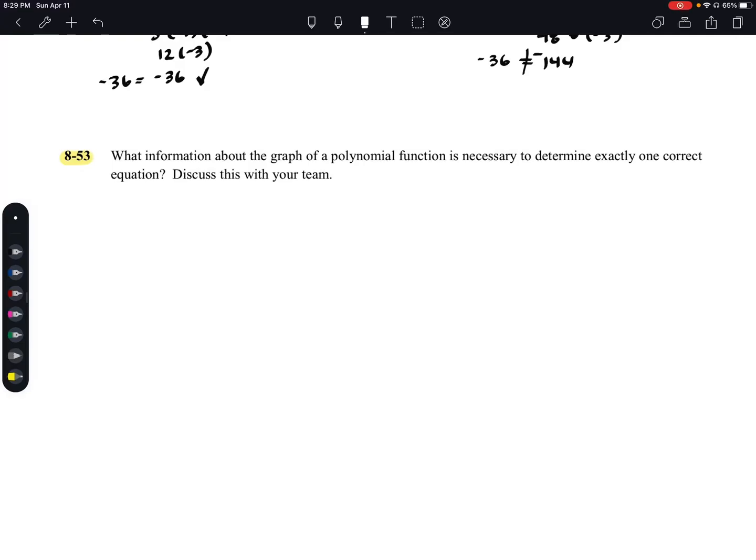All right, problem 8-53. This is the last part of the classwork for H8-3. It reads, what information about the graph of a polynomial function is necessary to determine exactly one correct equation? Discuss this with your team.